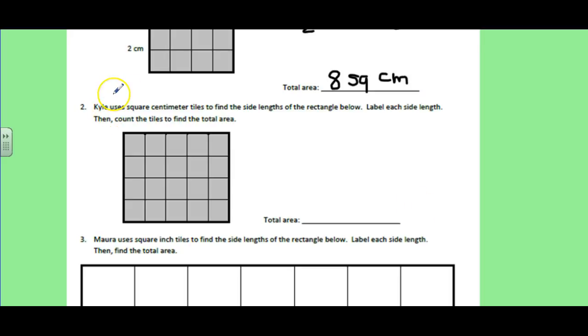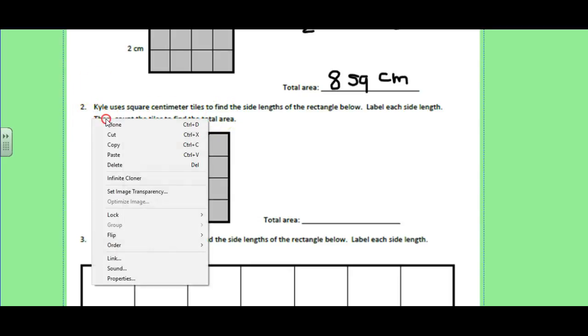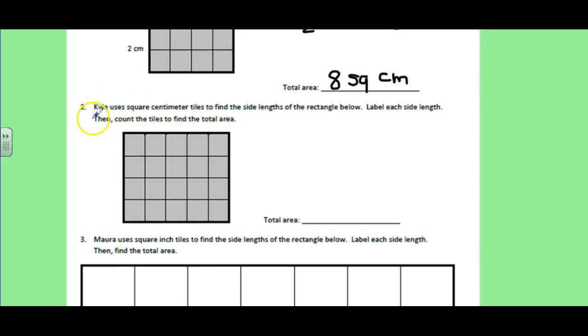Okay, so this one says Kyle uses square centimeter tiles to find the side lengths of the rectangle below. Label each side length and then count the tiles to find the total area. So we're not going to do this part because that is not the best strategy to use. Once we have found the side lengths, we're not going to be counting all of those squares. We're going to multiply the side lengths.